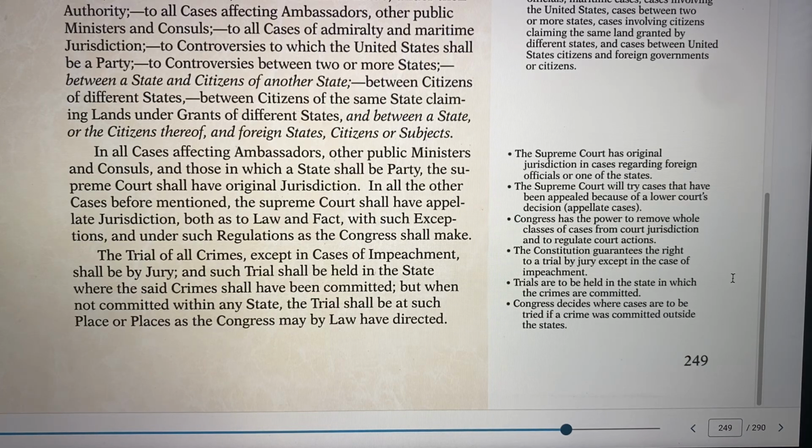You can't run to another state. If you're in another state, they'll come and bring you back to that state, and that's where you're to be tried. And Congress decides where cases are to be tried if a crime was committed outside the United States. So if it's outside the United States, Congress decides where you're going to be tried.